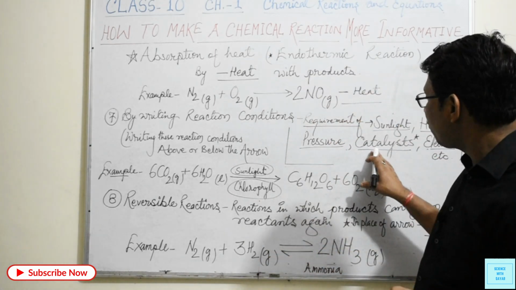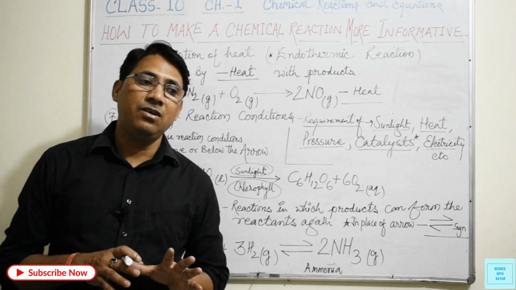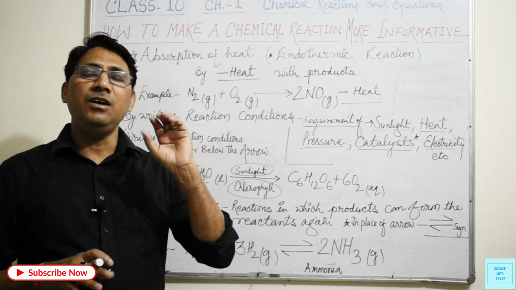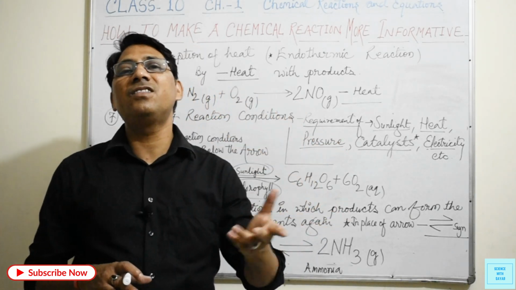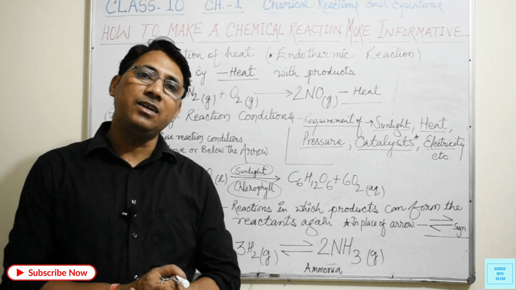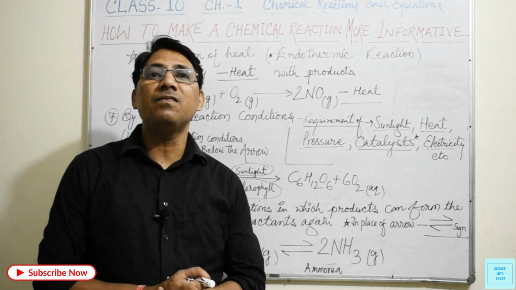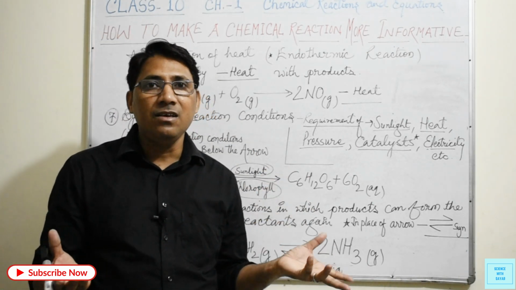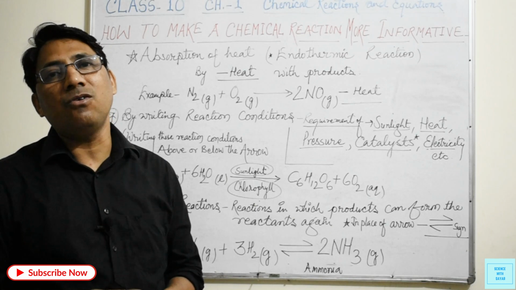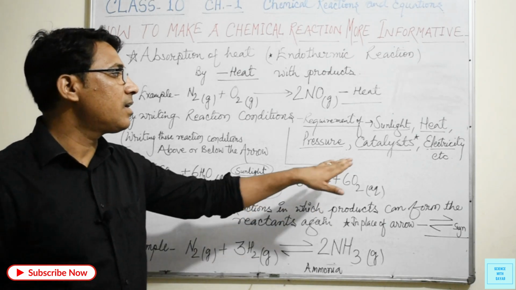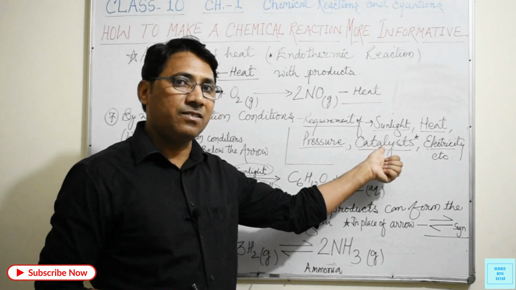Like this, catalysts, as we studied earlier, are substances which do not take part in the chemical reaction. They only decrease or increase the speed or rate of the chemical reaction. It means due to the presence of these specific chemicals, the reaction can take place faster or slower. These are known as catalysts. So some reactions need the requirement of these catalysts.